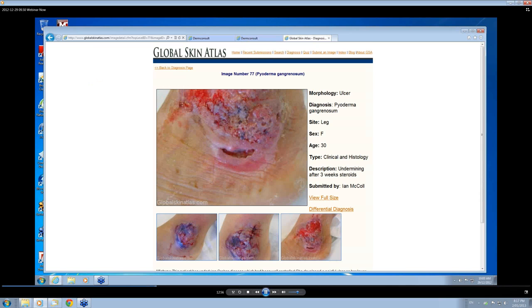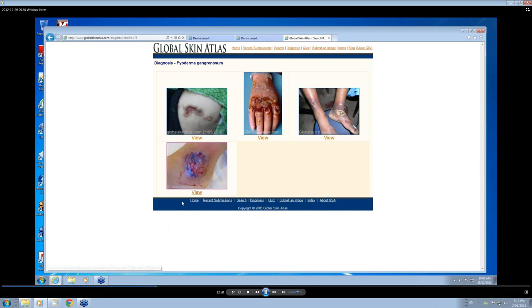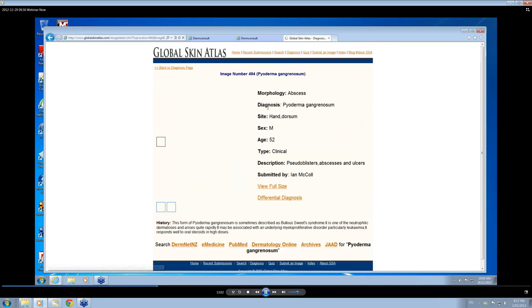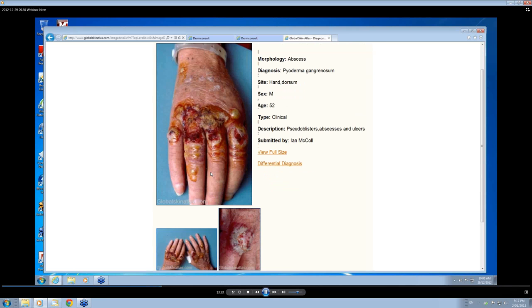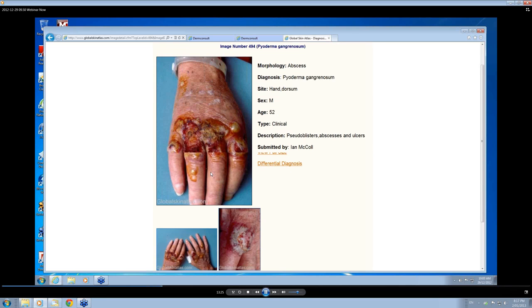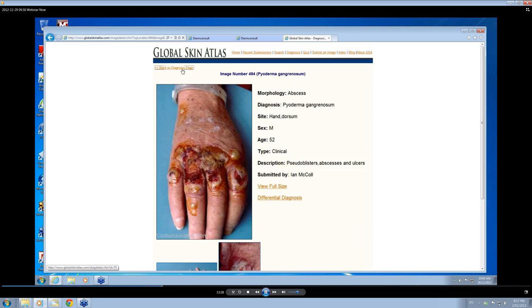Well, actually, we might go back there. Let's just flick back to the diagnosis page. You can see some of the others here. By the way, that variant that you're seeing here on the dorsum of the hand with these blisters, sometimes we describe this as Sweet's. It's all a neutrophilic infiltrate. You can see how this is ulcerated, and these sorts of lesions are typically seen in patients who have an underlying myeloid leukemia. So always watch for that in those sorts of patients.